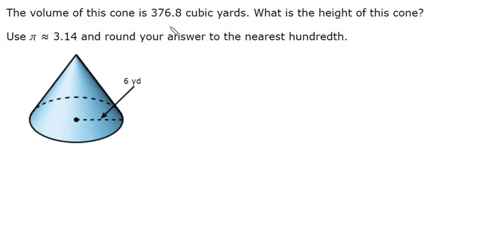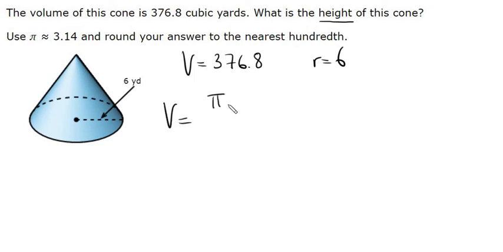So in this case, we have the volume and we don't know the height. So we are going to find the height, okay? And we know the radius. So the volume is 376.8 cubic yards and the radius is 6 yards. Let's write the formula. The volume is equal to pi times r squared, which is r times r, times height divided by 3. First we can write all these values and then we can do cross multiplication. After cross multiplication, we're going to find the height.